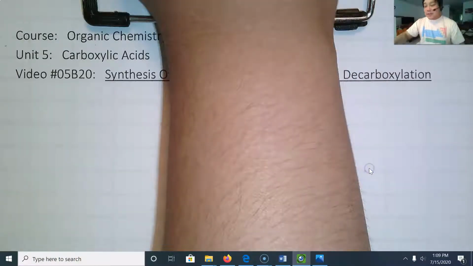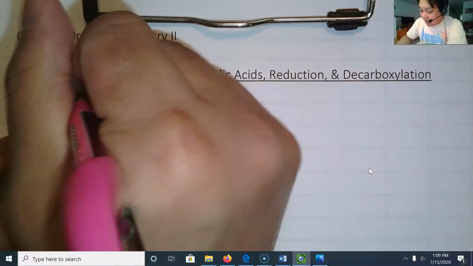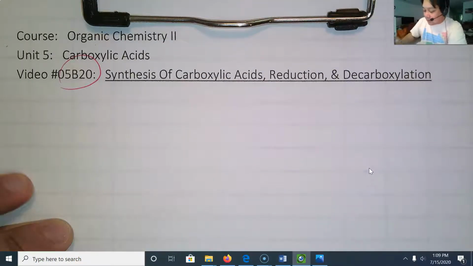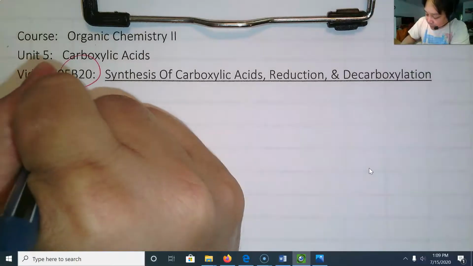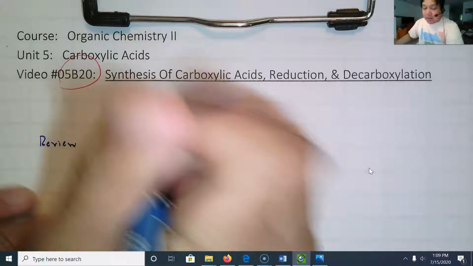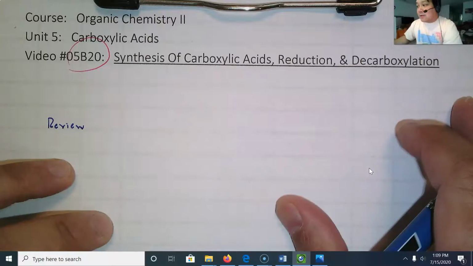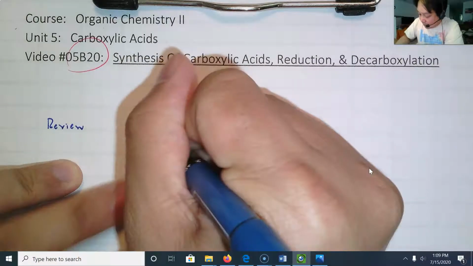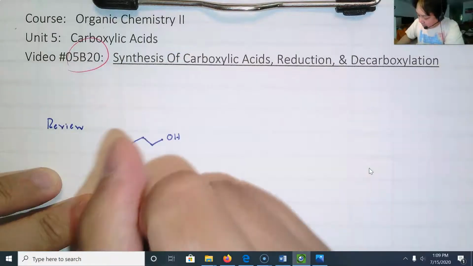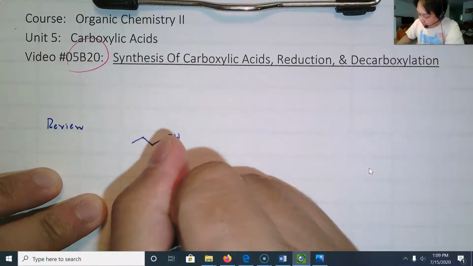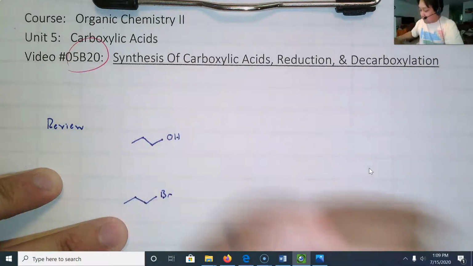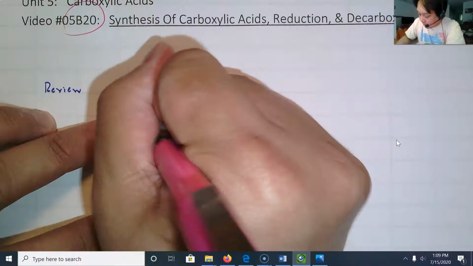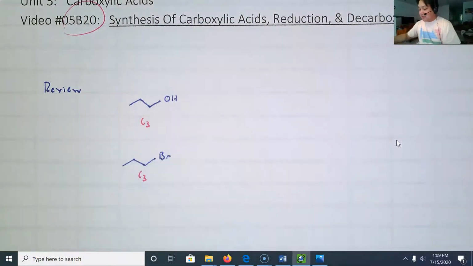But the first thing I want to look at is how to make carboxylic acids using reactions that we've seen before. This is review. And let's give ourselves a couple starting materials. Let's give ourselves an alcohol, and skip a couple lines, and we'll also use an alkyl halide. We have a C3 here and a C3 there.